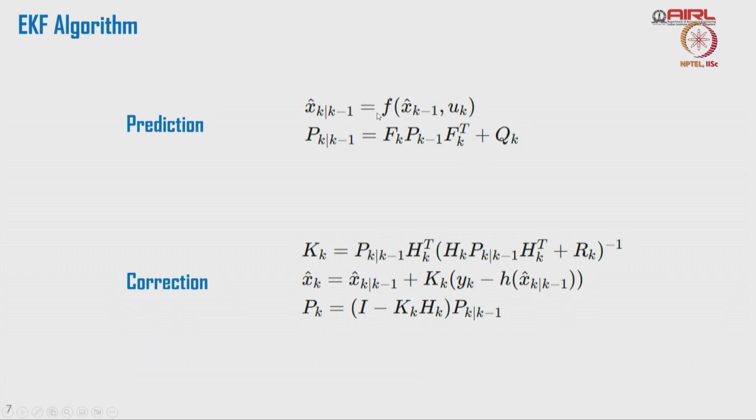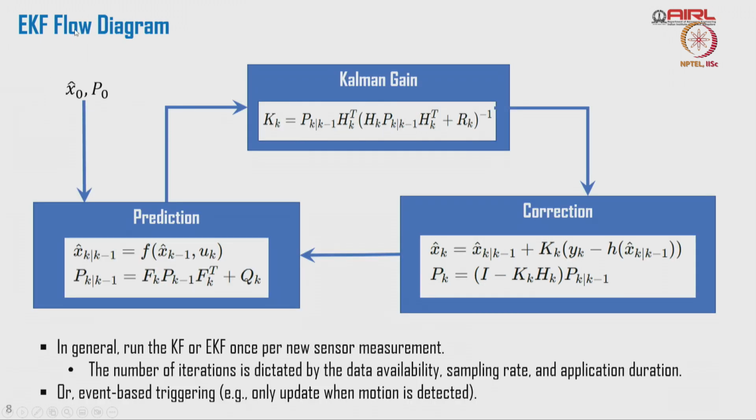Here you see that in this particular step we have the function f, and then here we have the measurement equation h. So, when computing the Kalman gain and computing the covariance based on the previous state, we have to take the Jacobian and include it in the algorithm. Okay, fine. So, the extended Kalman filter flow goes like this.